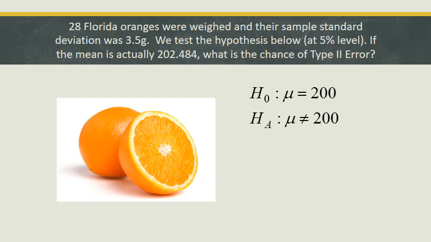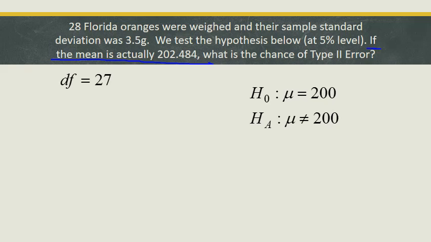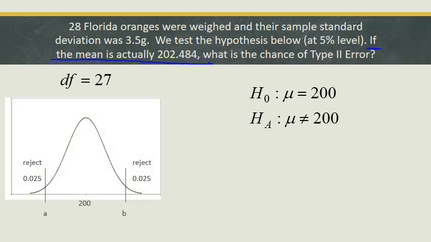Okay, now we're back to a hypothesis about oranges. Here is the what-if statement that all type 2 error problems have. This question is about means, but no population SD is given, only the sample SD is given. So this means that we'll be using a t-distribution. Specifically, since the sample size is 28, we'll be using the t-distribution with 27 degrees of freedom. Here is what the distribution looks like, assuming under the null hypothesis that the mean is equal to 200.